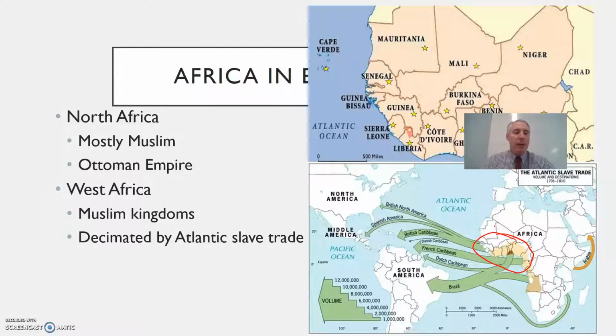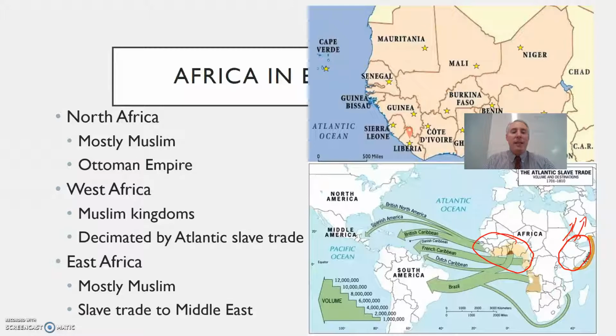It completely destabilized it. Now, even though the slave trade had died out in the mid-1800s due to the success of European and American abolitionist movements, it left lasting marks on West Africa. Now, East Africa, also mostly Muslim, and that was because of its proximity to the Middle East. It had long done trade with Arab merchants.